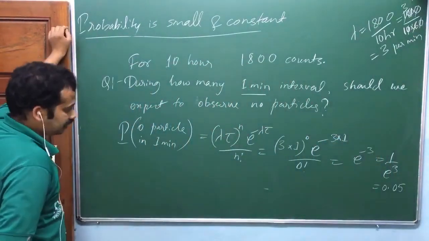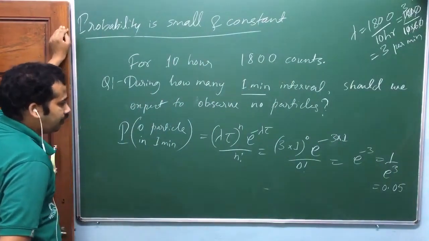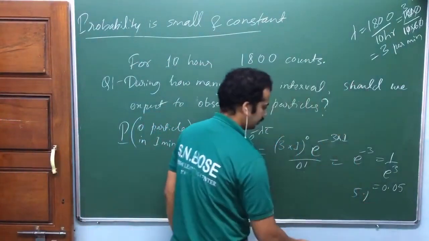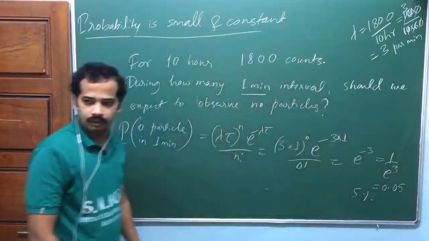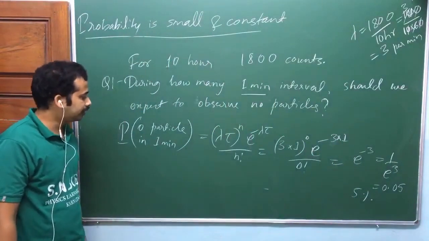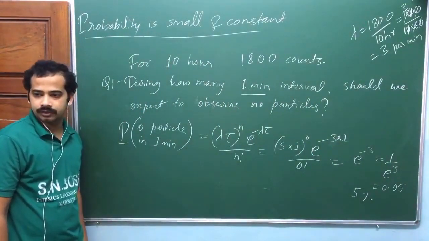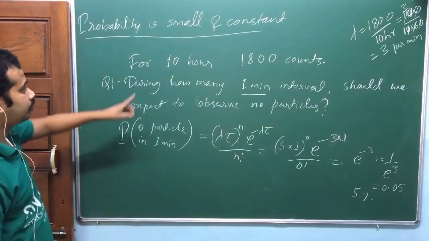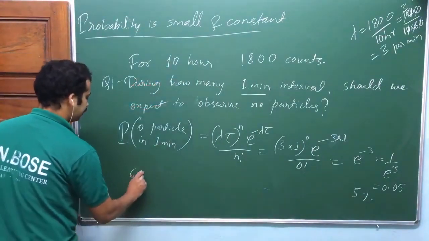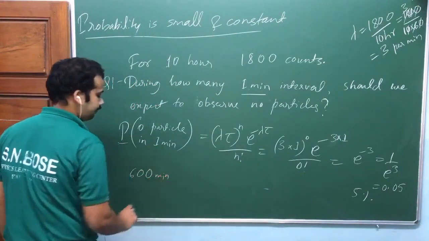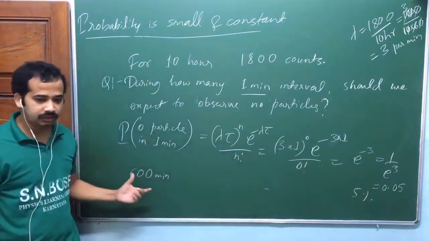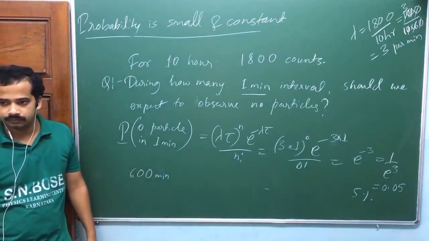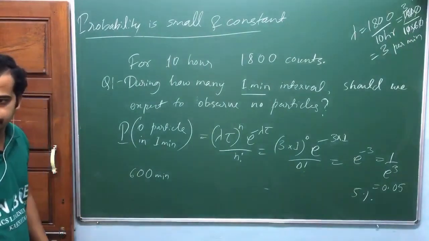The probability of getting 0 particles in 1 minute is equal to 0.05, or I can call that probability 5%. Isn't it? Is that okay, in a 1 minute interval? So again, what is the total time span here? This is 600 minutes, am I right? In 5% of these 600 minutes, you will get no particle. Are you getting my point?